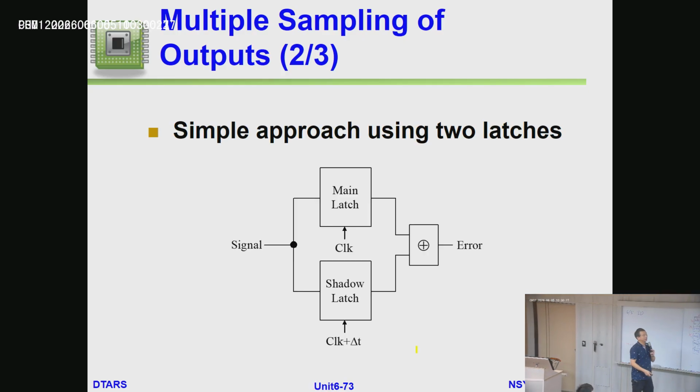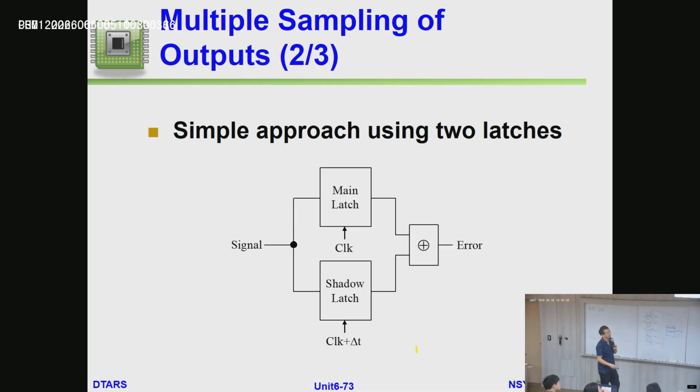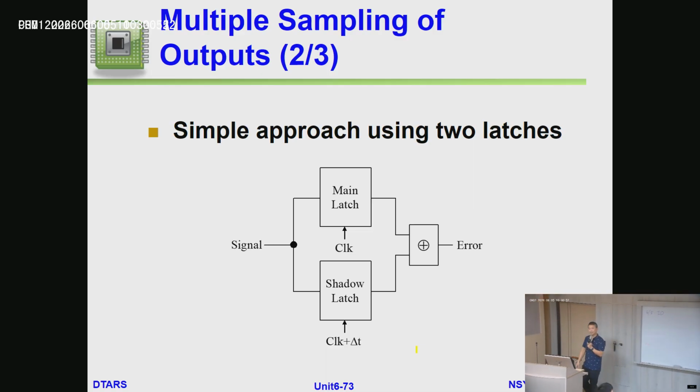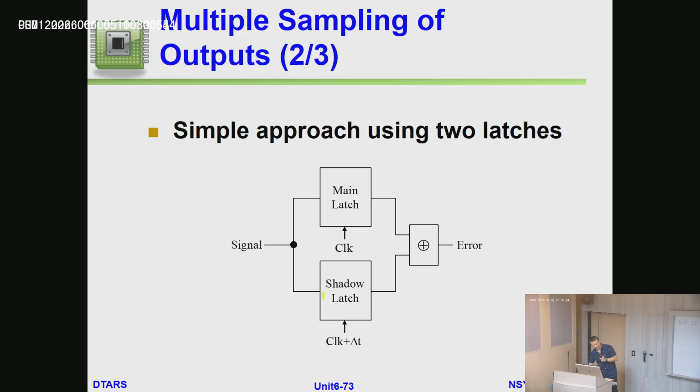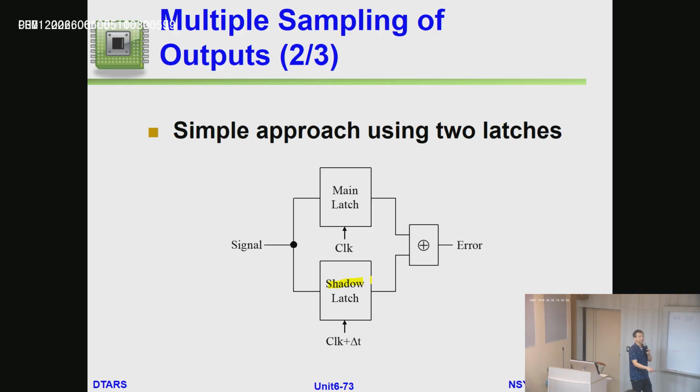This is one simple approach that we can implement. How can we sample the circuit output again after a delay of delta t? This is one example. This is your original flip-flop. We just need another set of flip-flops. We call it a shadow latch. Shadow means 影子 in Chinese. So basically, it is a copy exactly the same as your original one. So this is a shadow latch.